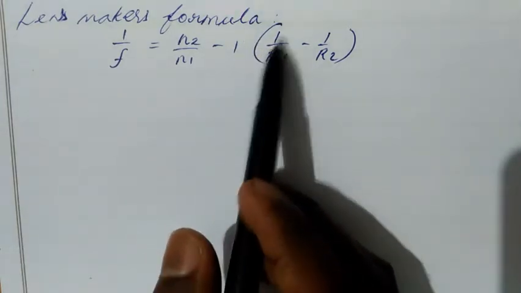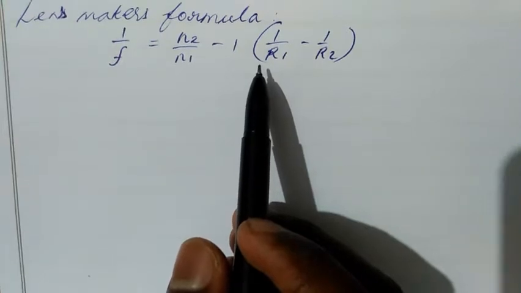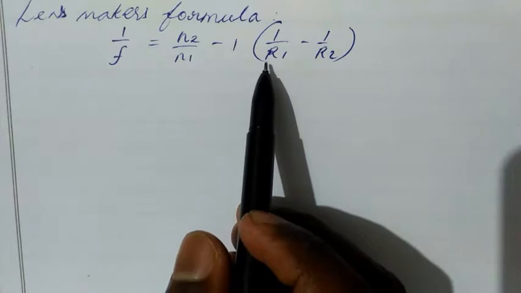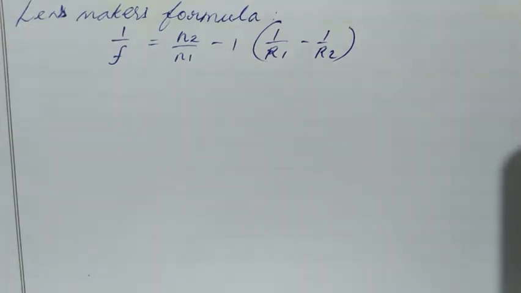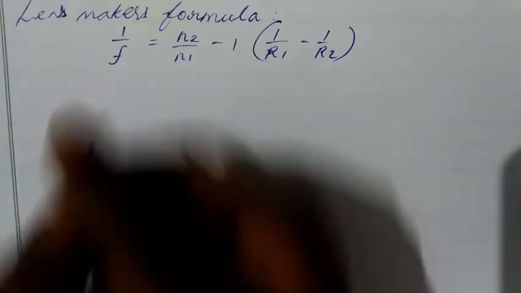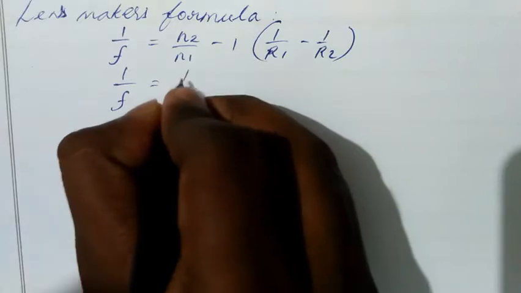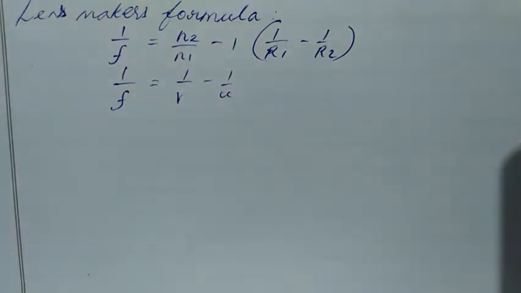Minus 1, then 1 by r1. We know a lens has 2 radii of curvature because it has 2 centers of curvature and 2 focal lengths. So here we take 1 by r1 minus 1 by r2, and we can simplify this formula like this: 1 by f equal to 1 by v minus 1 by u. Very familiar formula which we studied in 10th standard.